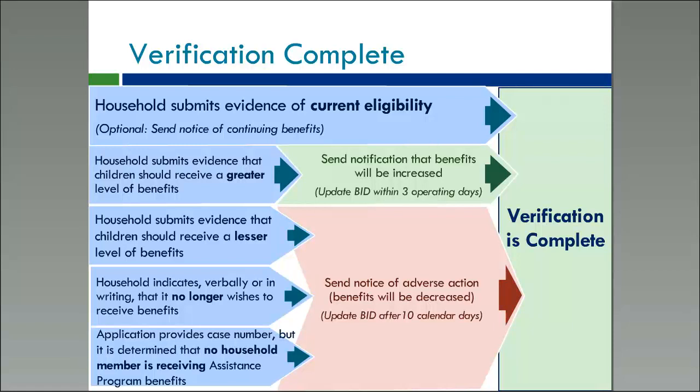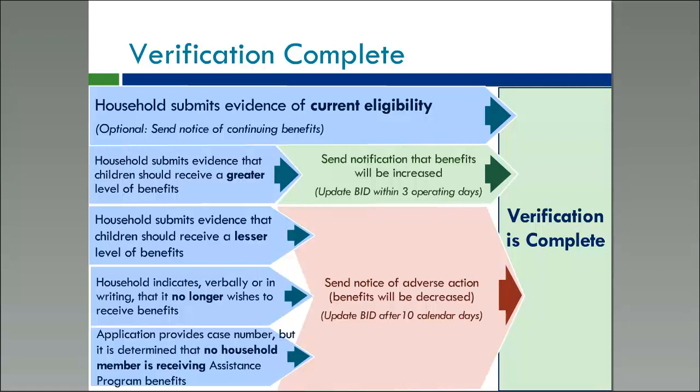Next, the household could submit evidence that they qualify for greater benefits. So they might have been reduced and now they qualify for free. So in that case, you'll send a notification that the benefits increased. When you send that notification, then verification is considered complete, and you should update your benefit issuance document immediately, but at least within 3 operating days.